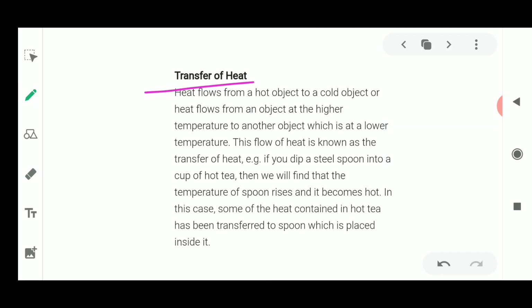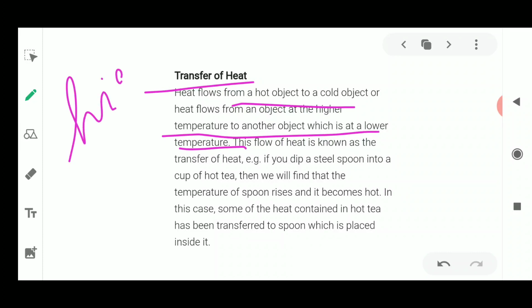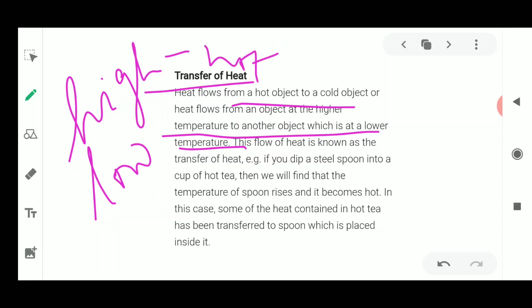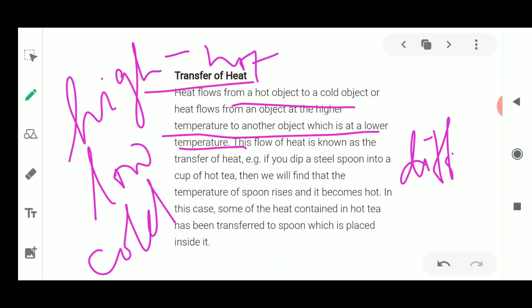Now heat has a capacity that it flows from a hot object to a cold object, or it always flows from the object at higher temperature to the object which is at lower temperature. So heat has a capacity to flow from high temperature to low temperature. Here the high temperature means the hot object, and this is the cold object. Heat flows because of the difference in temperature. You should understand that there should be a difference in temperature so that heat flows from one place to another, from higher temperature to lower temperature.